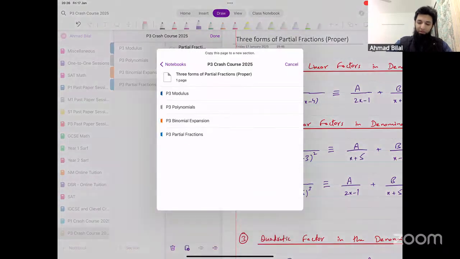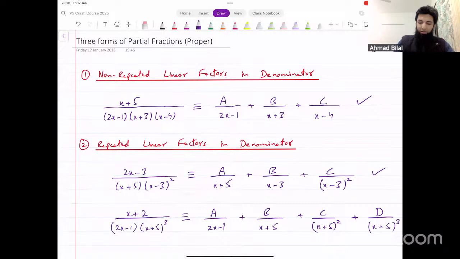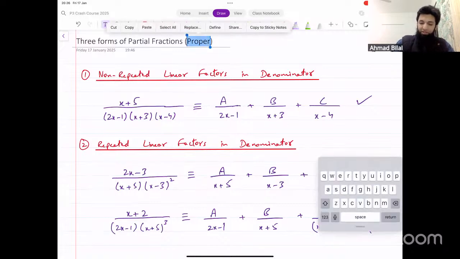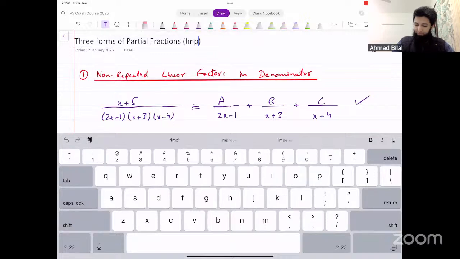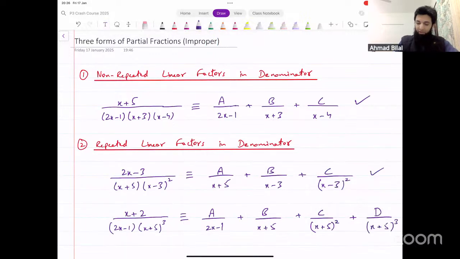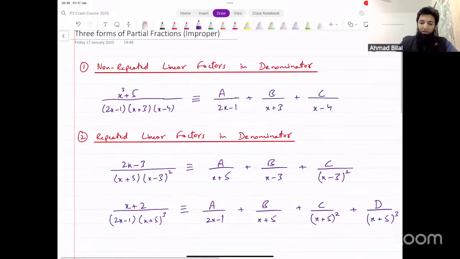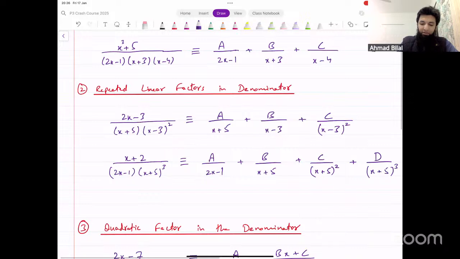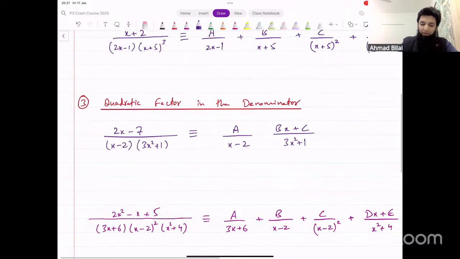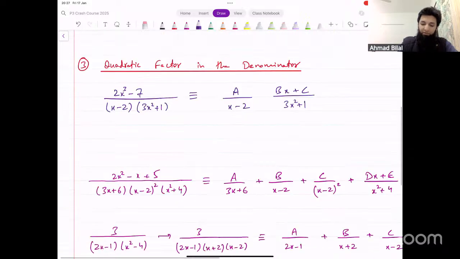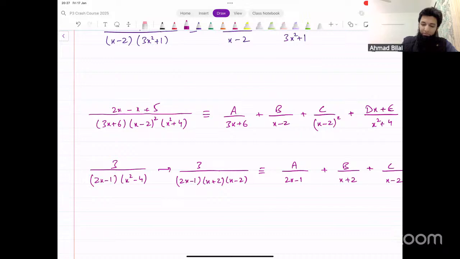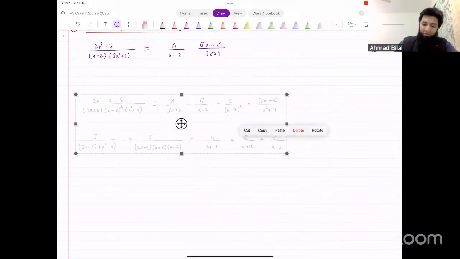So instead of this, what if we had improper fractions now? So I'm going to change these fractions a bit. So the first one, for instance, if it was x cubed plus 5, that becomes an improper fraction, right? Then this one, let's say it was 2x cubed minus 3. This one, let's say it was x power 4 plus 2. And then 2x cubed minus 7. Right? And so on.